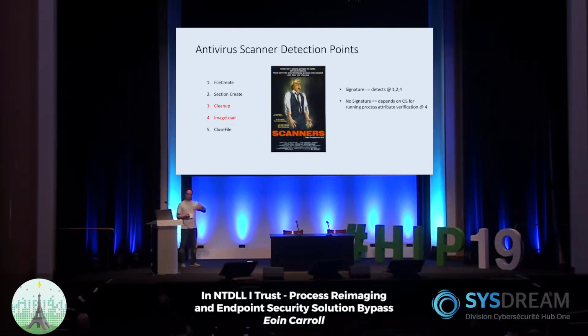And at that stage, the process will execute, and then the endpoint security solution becomes dependent on the operating system APIs to verify the attributes of that process. And what I mean by the attributes is whether that process has malicious files on disk associated with it.